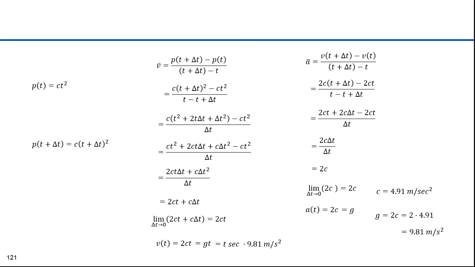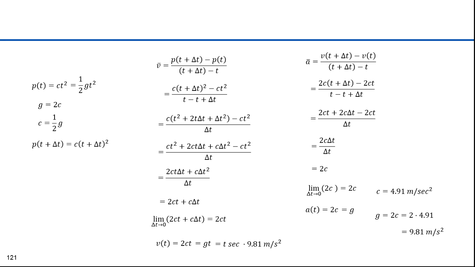Velocity then would equal g times t. We substituted g for 2c. That's t seconds times 9.81 meters per second squared, which, when you do the reduction, ends up in meters per second, the units for velocity. If g equals 2c, then c equals 1/2 g. We can make that substitution in the equation for position p of t. Position is 1/2 gt squared. All of this works because acceleration is constant. If it were not, these equations would come out differently.